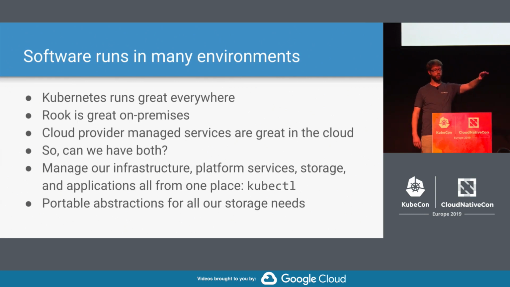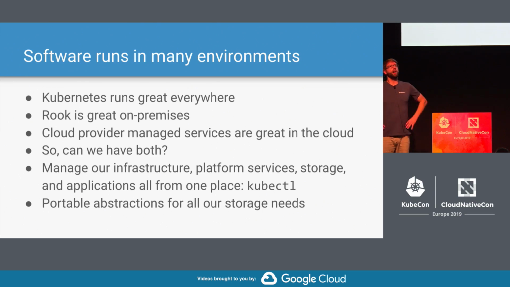So we've got Kubernetes everywhere. We've got Rook, which is great on premises. We've got cloud provider services that are great in the cloud. But can we have both? Can we have all that together? Why do we have to settle for just one? So maybe we could manage our infrastructure, our platform services, our resources, our applications, maybe we could manage those all from Kubernetes and from a single place.